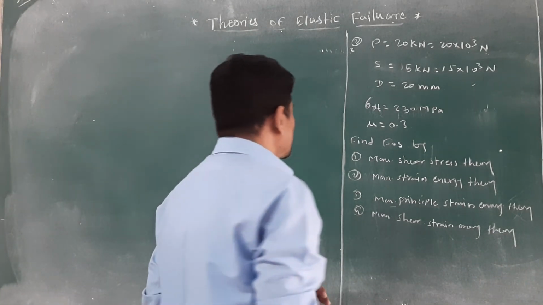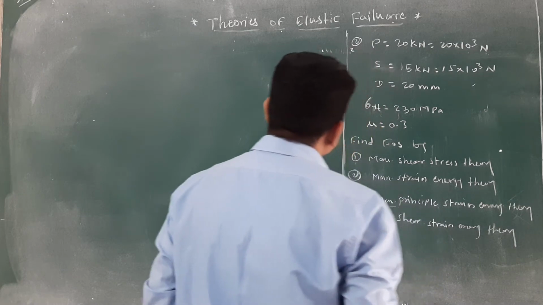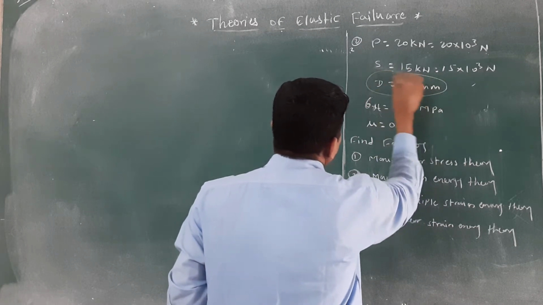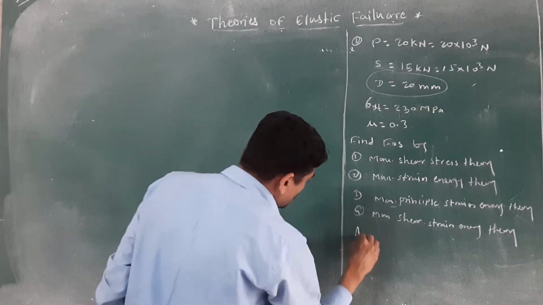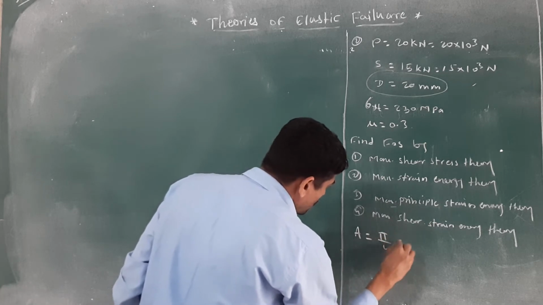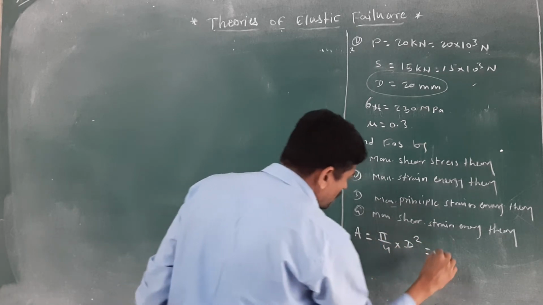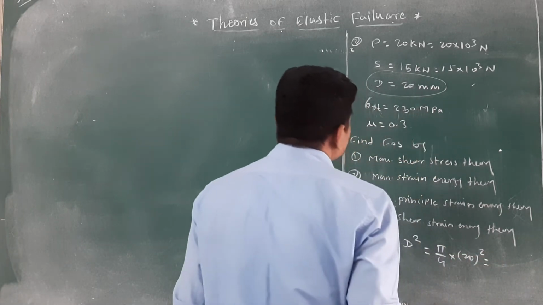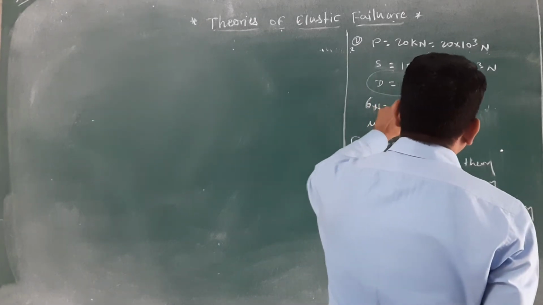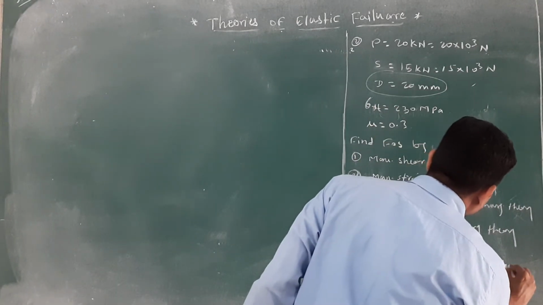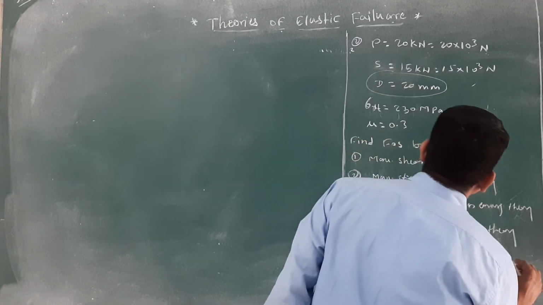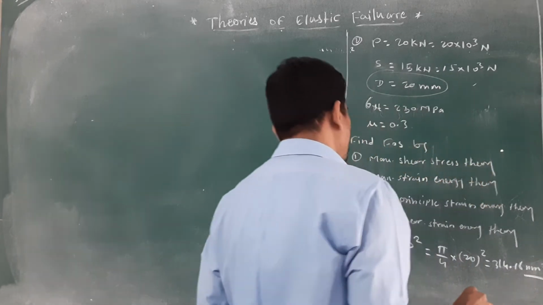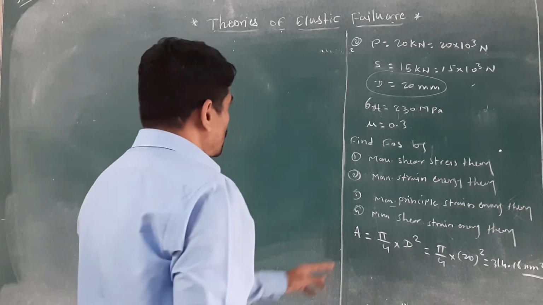How to calculate that sigma value? Simple stress. You know the stress is equal to P by A. But we don't know the area. They have given the diameter. With the help of that diameter, we will calculate the area. Area is equal to pi by 4 into d square. Put the value of d, which is 20. Then if you do the calculation, you will get 314.16 mm square. What is the unit of area? Mm square.